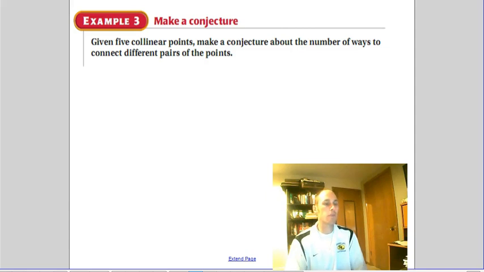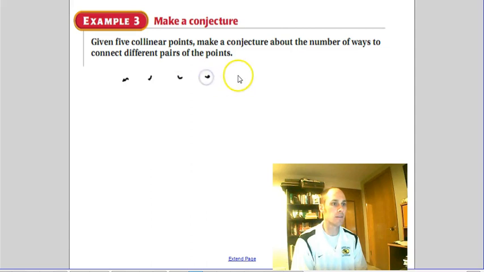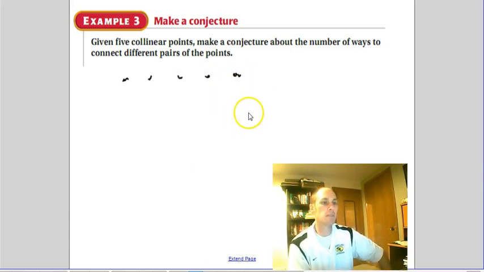Now we're going to take a look at how we form a conjecture. Conjecture is a fancy word for educated guess. We're making a statement based off of what we've observed, but it hasn't been proven yet. So here we're given 5 collinear points. Remember we talked about collinear last time. Points all in a row, in a line. We want to make a conjecture about the number of ways we can connect those different pairs of points.